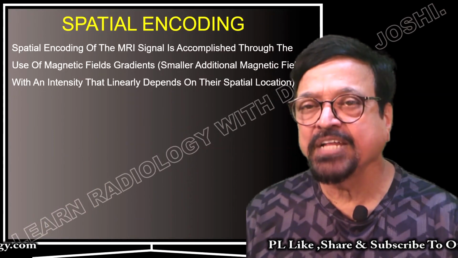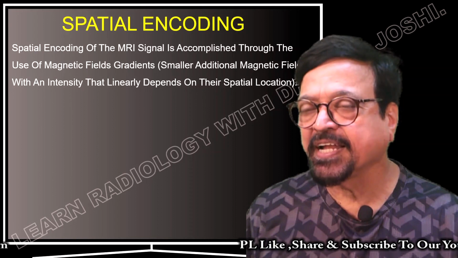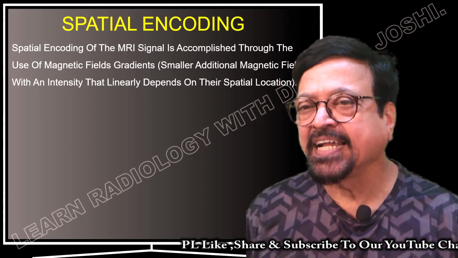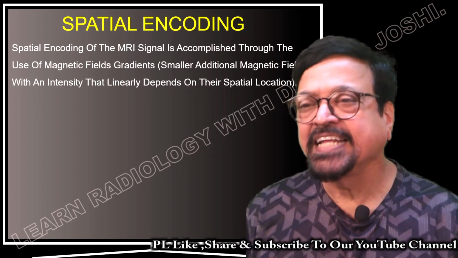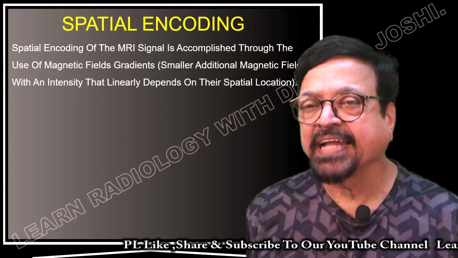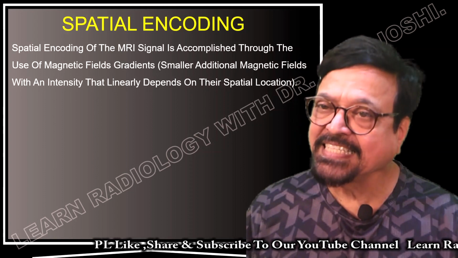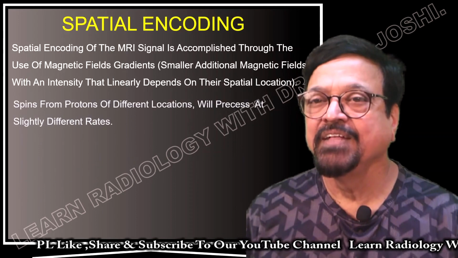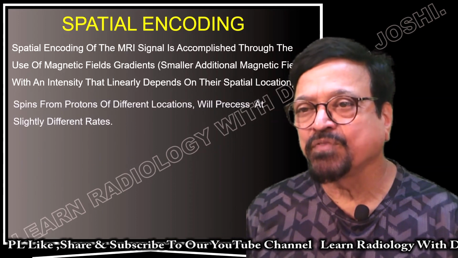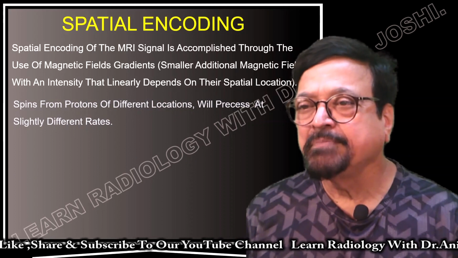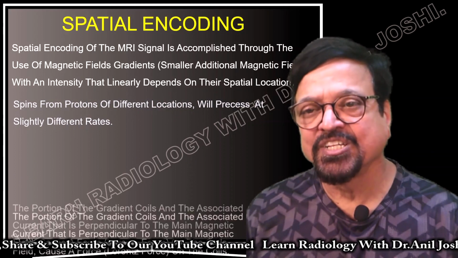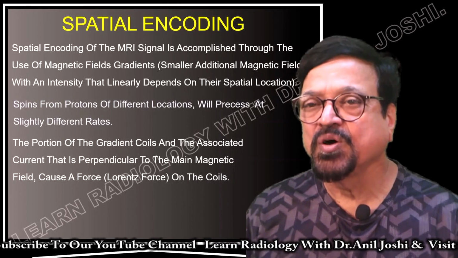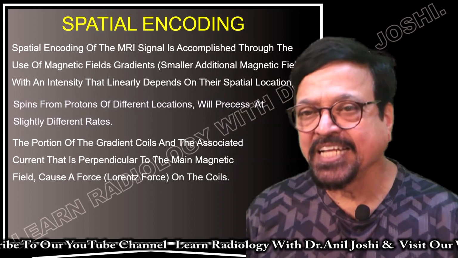Now, what is spatial encoding? Spatial encoding of the MRI signal is accomplished through the use of magnetic field gradients, that is, a smaller additional magnetic field with an intensity that linearly depends on the spatial location. Spins from protons at different locations will precess at slightly different rates. So different locations, different tissues, will have different precession.